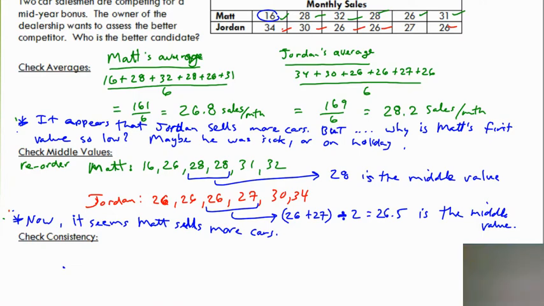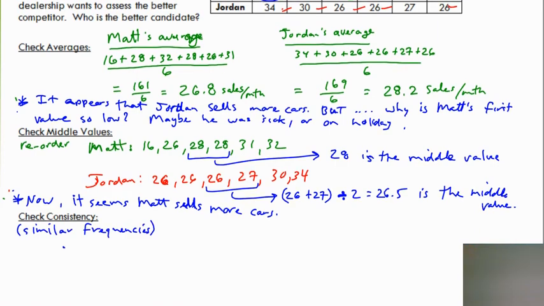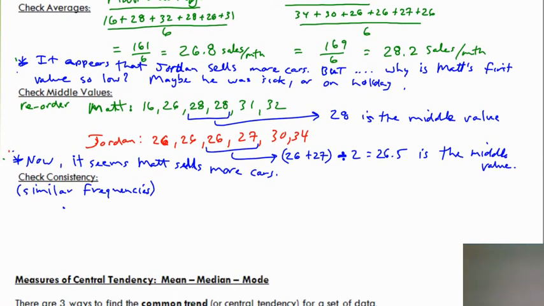All right, check the consistency. That means we're going to see if there's some similar frequencies. In other words, which numbers happen more often? So in Matt's case, let's do green for Matt again. In Matt's data, 28 occurs twice.